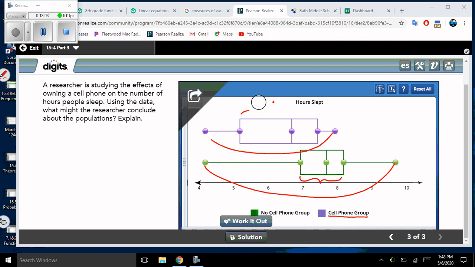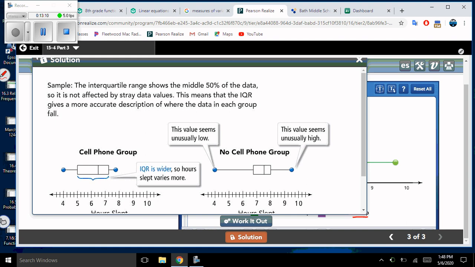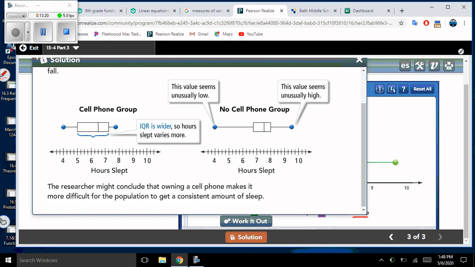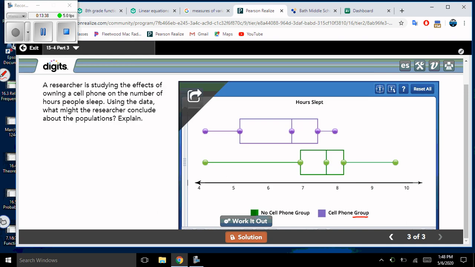So you've got to make sure, and the question becomes, hey, what do I use then? Do I use the IQR or do I use the range? And so their solution here is 50% of the data. The problem with the range is that you might have a stray piece of data. So if the IQR is wider, the hours slept varies more, we talked about that. Again, I personally don't think you could use the idea that one value seems unusually low and one of the values seems unusually high. So again, I think that makes it a difficult question.